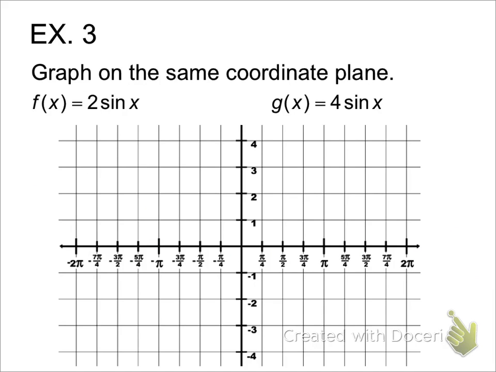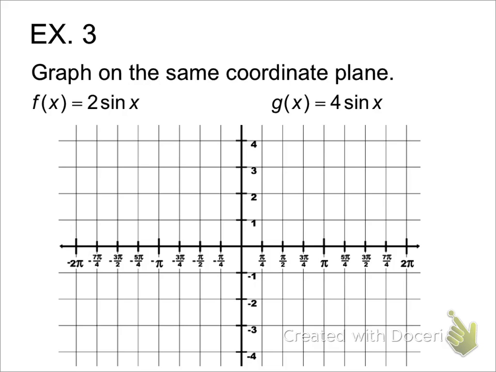Okay, number 3 wants us to graph these two functions on the same coordinate plane. So before we can do that, we want to find their period and amplitude for each, and that will help us sketch them out. So f of x is 2 sine x, g of x is 4 sine x.